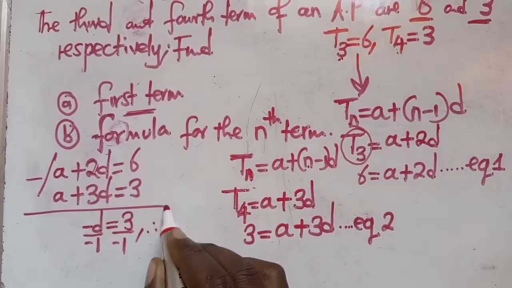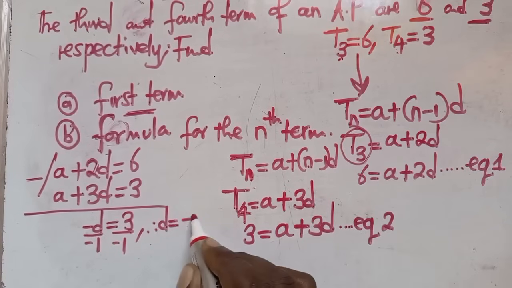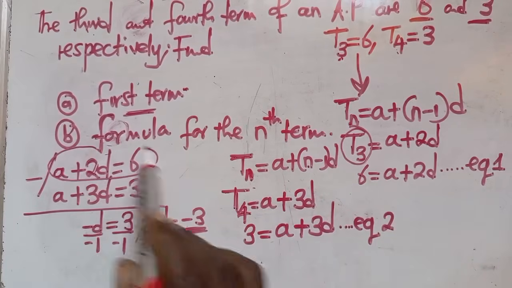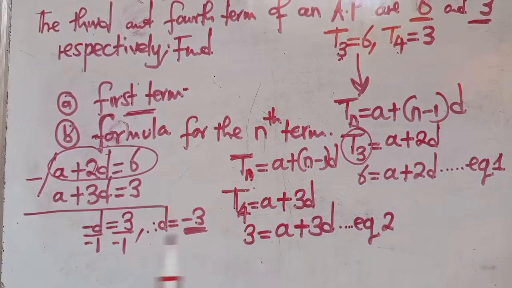So therefore, D is equal to negative 3. This is my answer. But I'm not told to find the common difference. The question is telling me to find the first term. So I take one of these equations, and where there is D, I put negative 3.